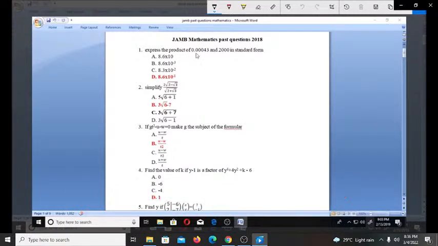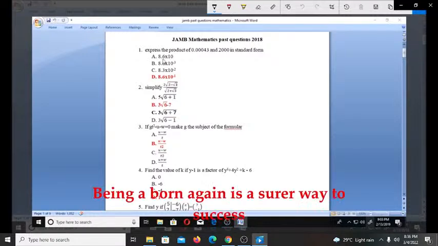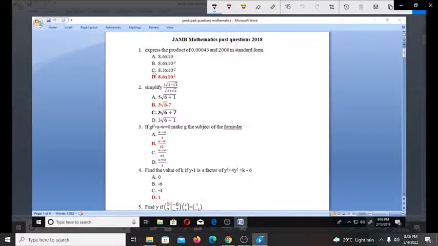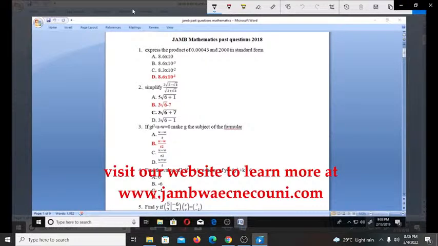Express the product of 0.00043 and 2000 in standard form. A, 8.6 times 10. B, 8.6 times 10 to the power minus 3. C, 8.3 times 10 to the power minus 2. D, 8.6 times 10 to the power minus 1. So how do we solve this? We want to get the product of these and at the same time put it in standard form.